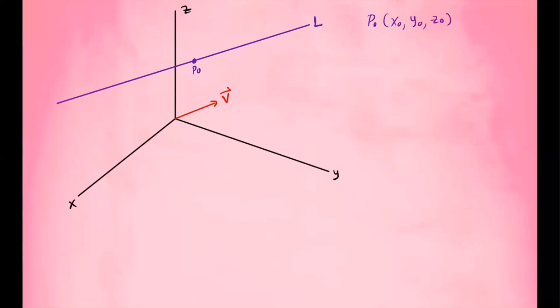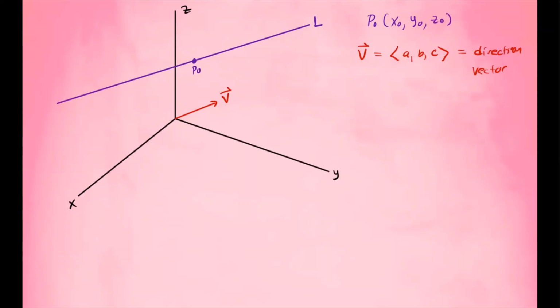We also need the direction vector. Now we want the line to be parallel to this vector v. Let's say the vector v has components a, b, c, and we'll call this our direction vector. Now we know two vectors are parallel as long as one vector is a scalar multiple of the other.